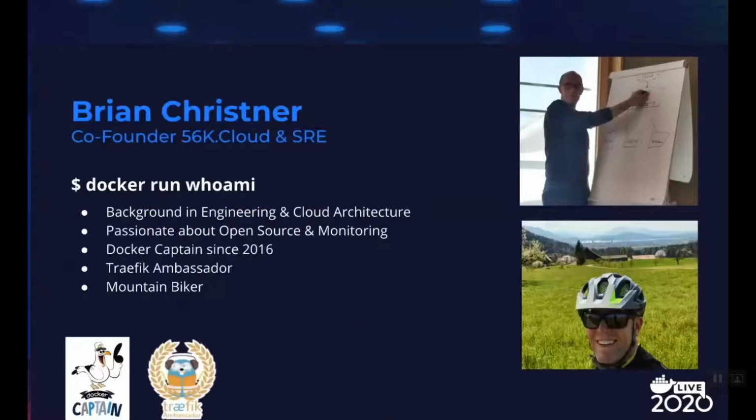My name is Brian Christner. I am co-founder of 56k.cloud. We are a small DevOps boutique based in Switzerland, but mostly remote. We focus on cloud, containers and automation, and we are now exploring also how we can bring the same developer experience to 5G. My background is in engineering and cloud architecture.